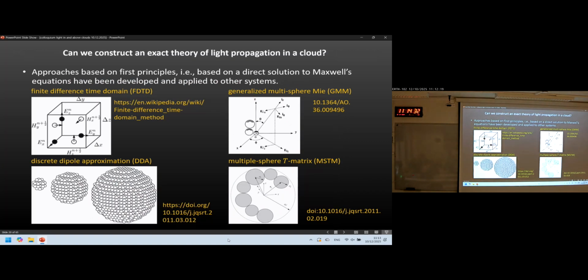Okay, so can we construct a more exact theory? Can we not use radiative transfer theory? Can we solve it exactly? When I embarked on answering this question, I took a look at what tools we already have. There are quite a number of tools that can solve the coupled problem, where we have more than one scatterer at the same time in the same domain. And really, the coupling, the full multiple scattering, these are just 4 such tools that are in prominent use. These have been developed, they're well known, and they have been applied, but not to clouds. They've been applied to other systems.